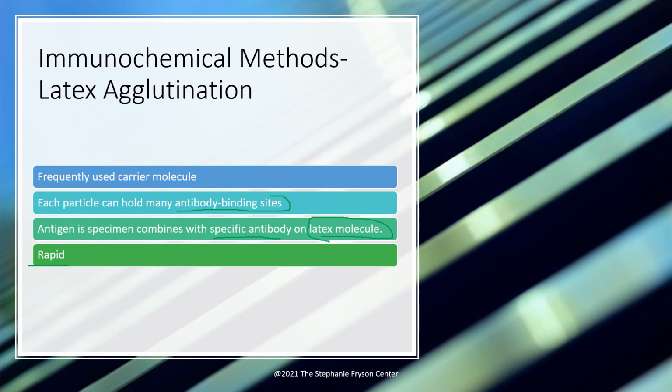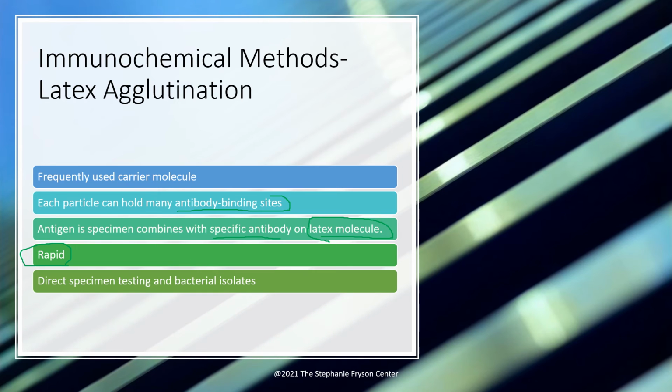This test is a rapid test, which is why it is used. And you can have direct specimen testing in bacterial isolates, which means you can do this test from the swab that you receive of the patient or from a culture sample. So you have multiple ways to use it, which is very helpful in the laboratory.